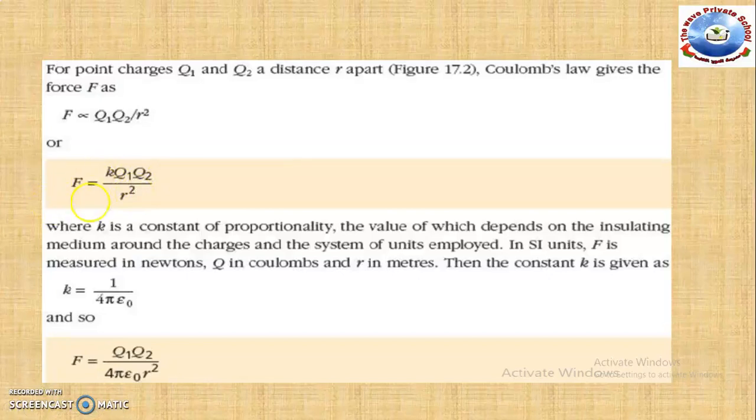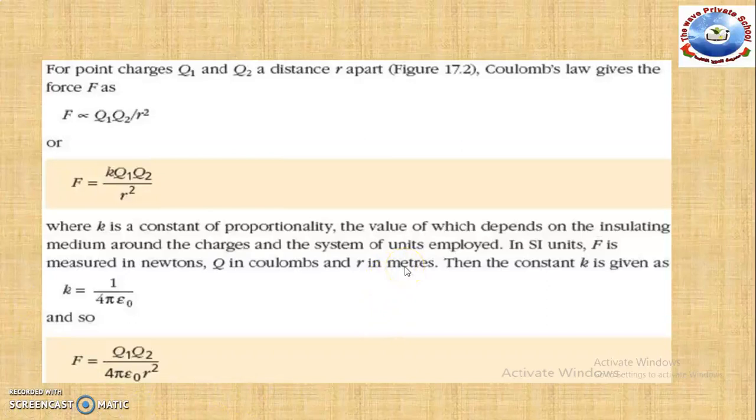And what is K? K is the constant of proportionality, the value of which depends on the insulating medium around the charges. We can say K is a constant and its value depends on the medium present between these two charges. And the system of units: in SI units, F is measured in newtons. We know that the unit of force is Newton, and Q is charge, and the unit of charge is Coulomb, and R is always measured in meters.